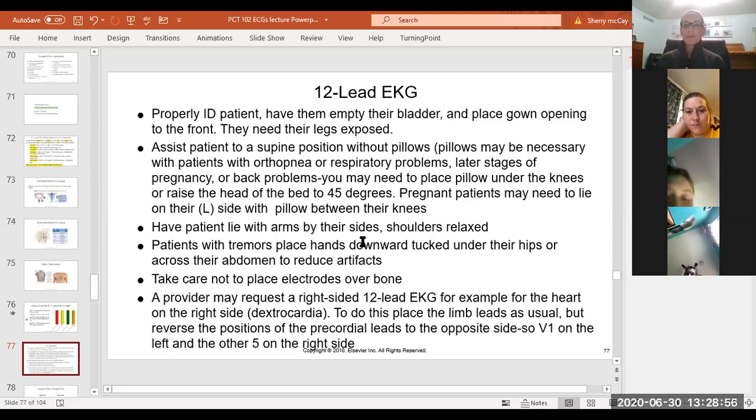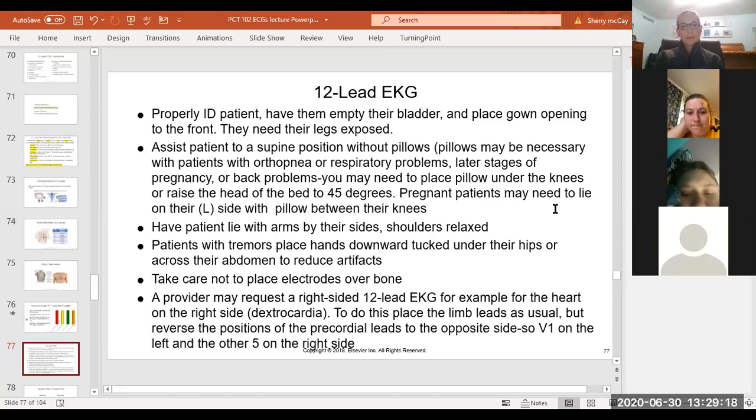So in these kind of folks, especially if a person has back problems, you may need to place pillows under their knees. You might need to raise the bed about 45 degrees. Now, I already talked about the pregnant patient. They may need to lay on their left side with pillows between their knees. Okay, this helps with circulation and it keeps the pressure off the vena cava.